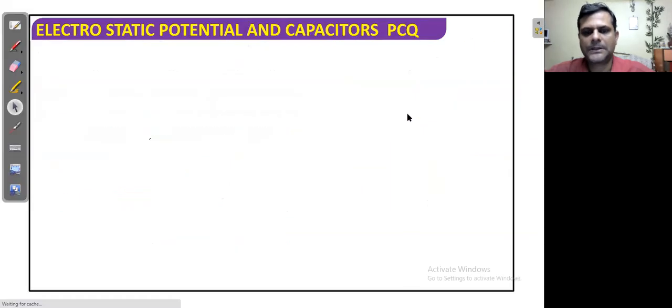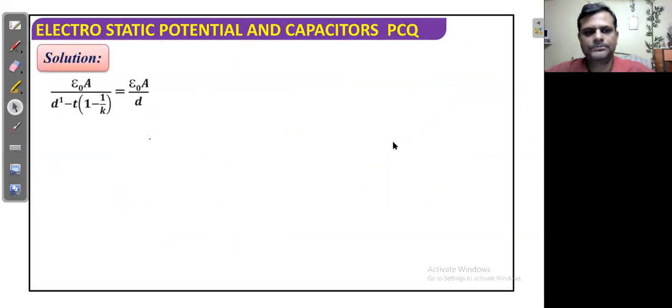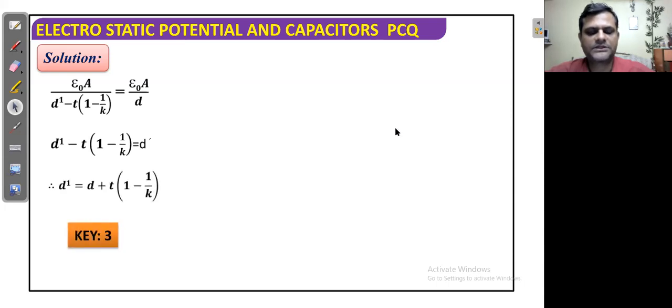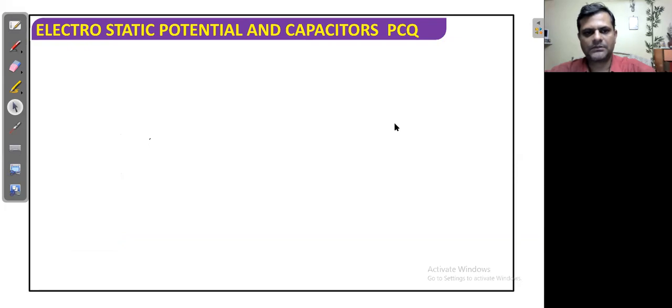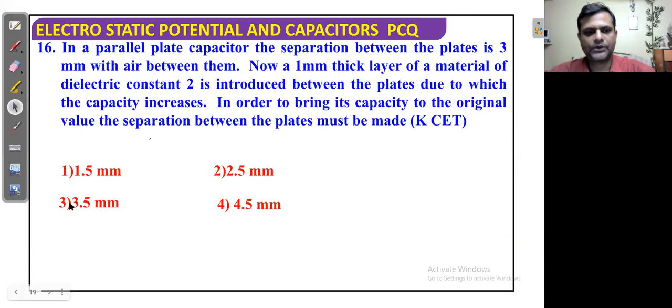Yes, let us check. The same thing is done here. The final capacity and original capacity is just equated, and we have expressed this d dash in terms of t. So we get this third option as a correct one, which is already there, 3.5 correct. Yes.